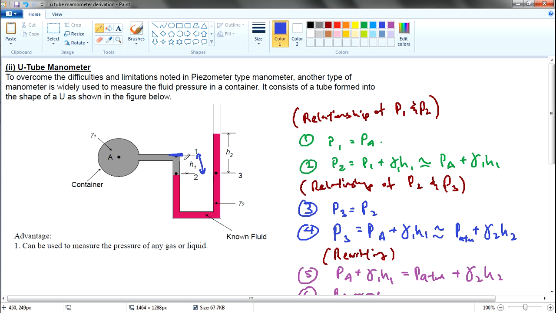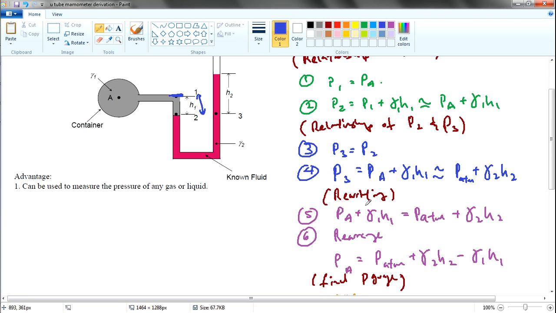Simply said, P2 is in terms of P1 plus whatever height term. Now the relationship of P2 and P3: since P2 and P3 are at the same height, P3 equals P2. As we say, point 3 and point 2 are the same. So since P2 is the same as P3, point 3 is equal to this one. It is also the same as the atmospheric pressure plus rho 2 g H2.